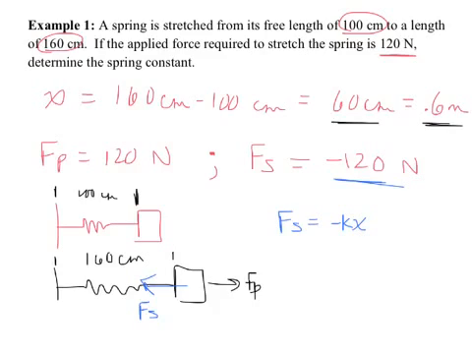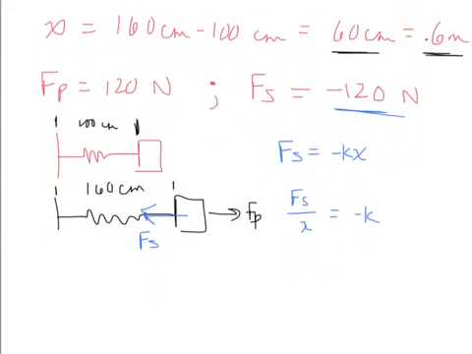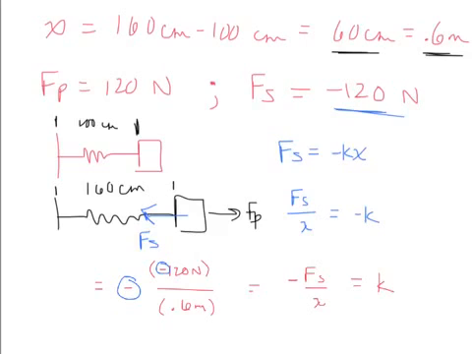We want to figure out what the spring constant is, so solve for K. Let's divide by x. We'll get Fs over x equals negative K. Well, if that's negative K and we want positive K, just divide by negative 1, giving us negative Fs over x equals K. Let's go ahead and plug in. Negative in the front, and then negative 120 newtons over the x value of 0.6 meters gives me, well, we have a negative here and a negative here, making that positive. And look at that.